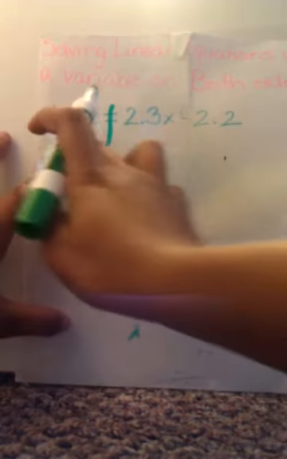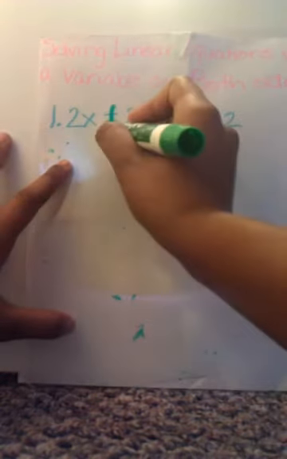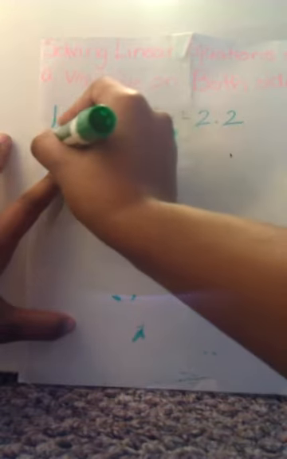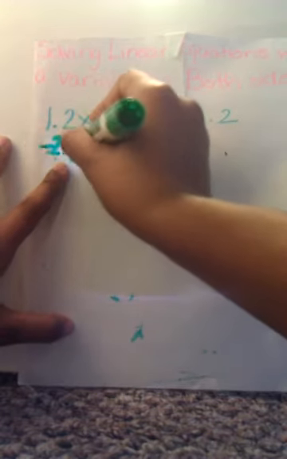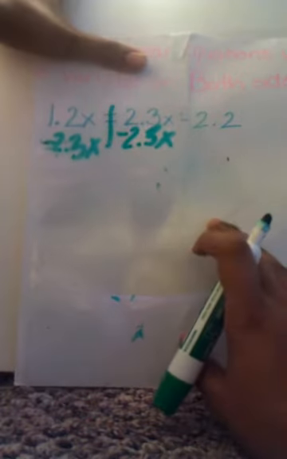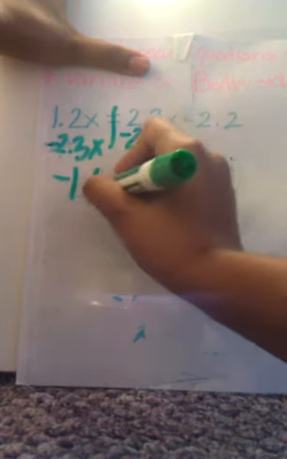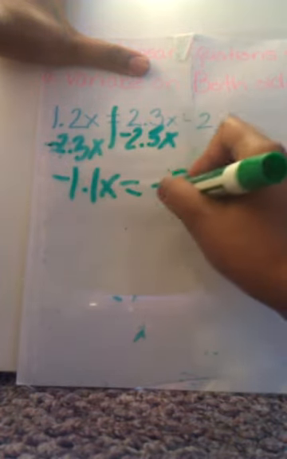Okay. The next example is solving linear equations with a variable on both sides. So, since our variable is over here and over here, we can't solve like this, and we need to get x on one side. So we subtract 2.3x from both sides. So now we're left with negative 1.1x equals negative 2.2.